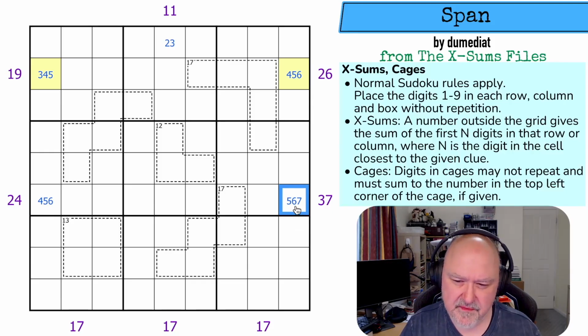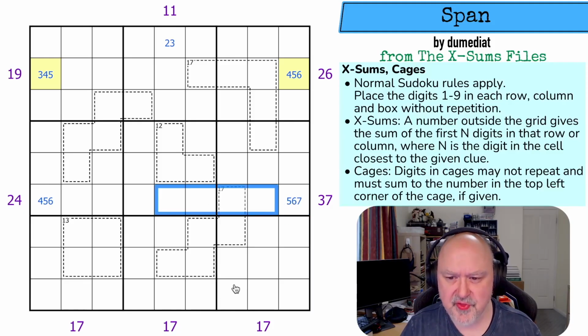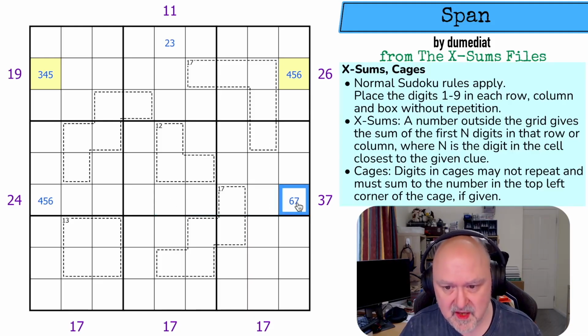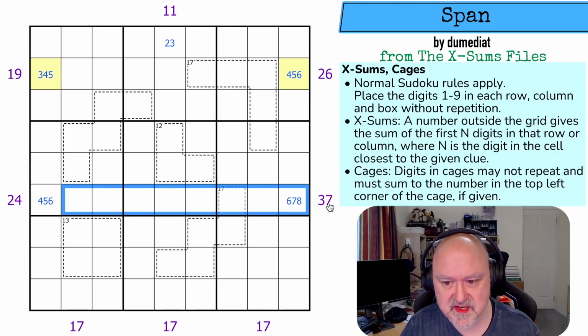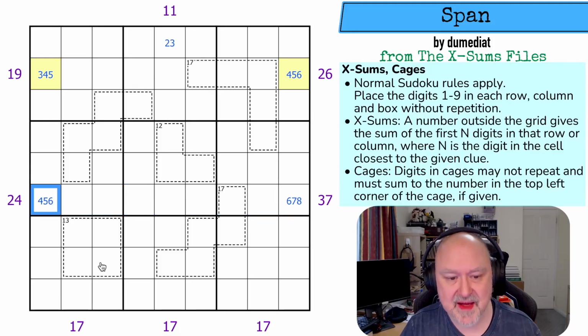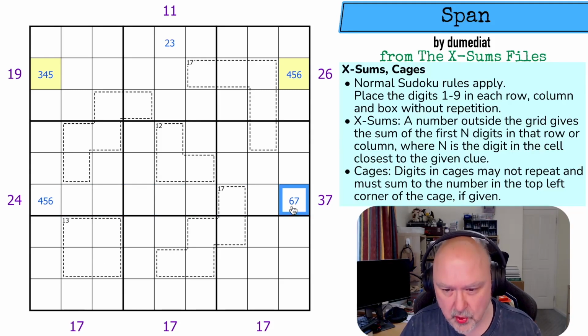Can it be 5? It can't be 8. Actually, I don't think it could be 5. Because if it was 5, those digits would need to sum to 32, and I can't make 4 digits sum to 32. The maximum they could be would be 6, 7, 8, 9, which only sums to 30. So this can't be a 5. So this is 6, 7, or 8. And it can't be 8. Because if this was an 8, those cells would sum to 37, and this would have to be 45 minus 37 and be an 8, and it can't be. So this is only 6 or 7.